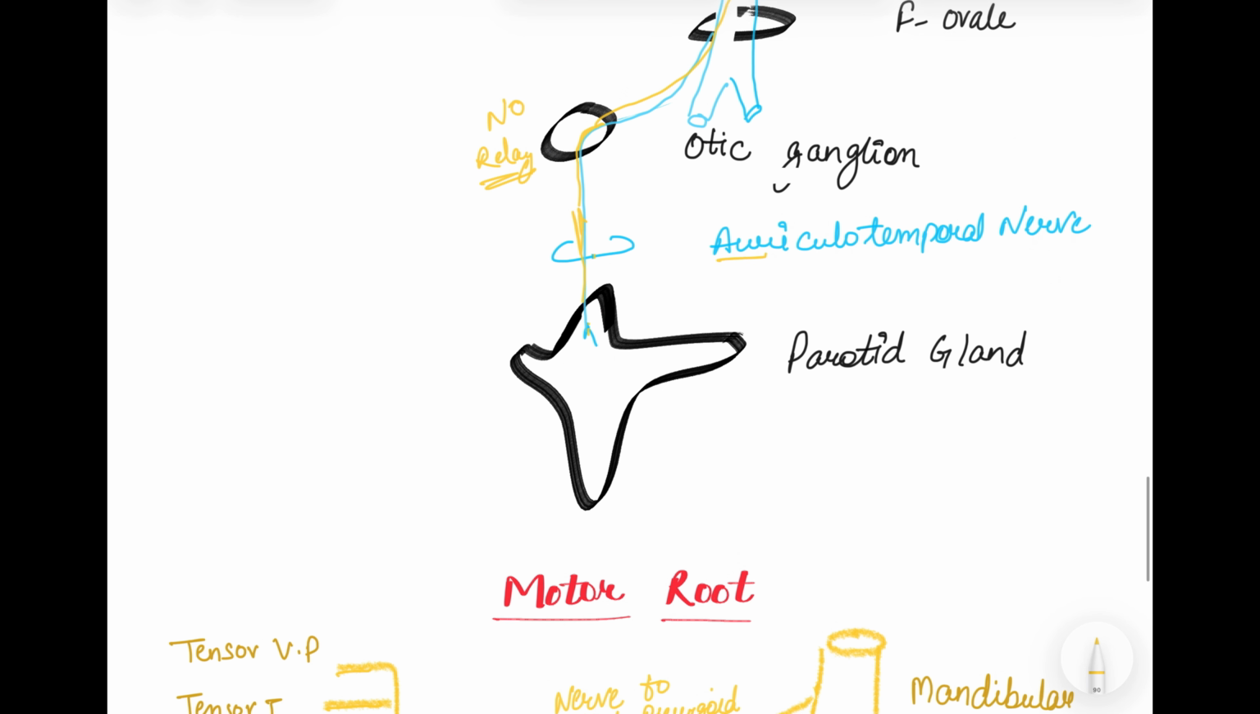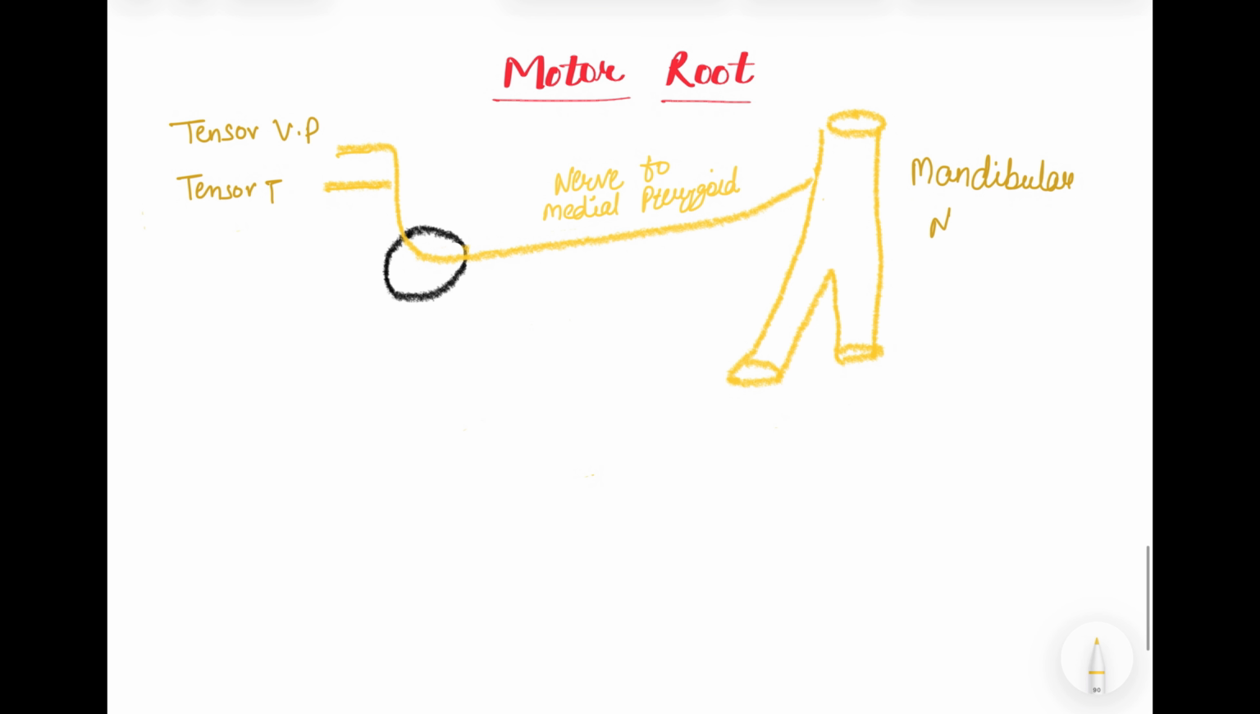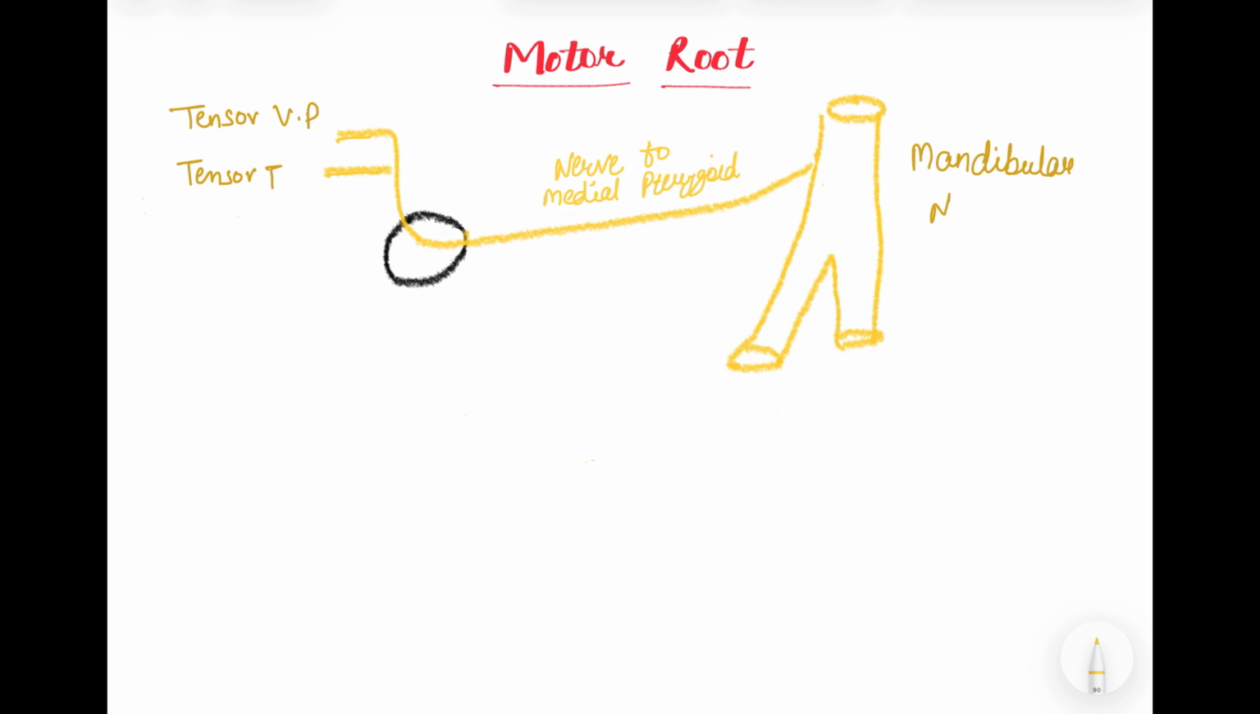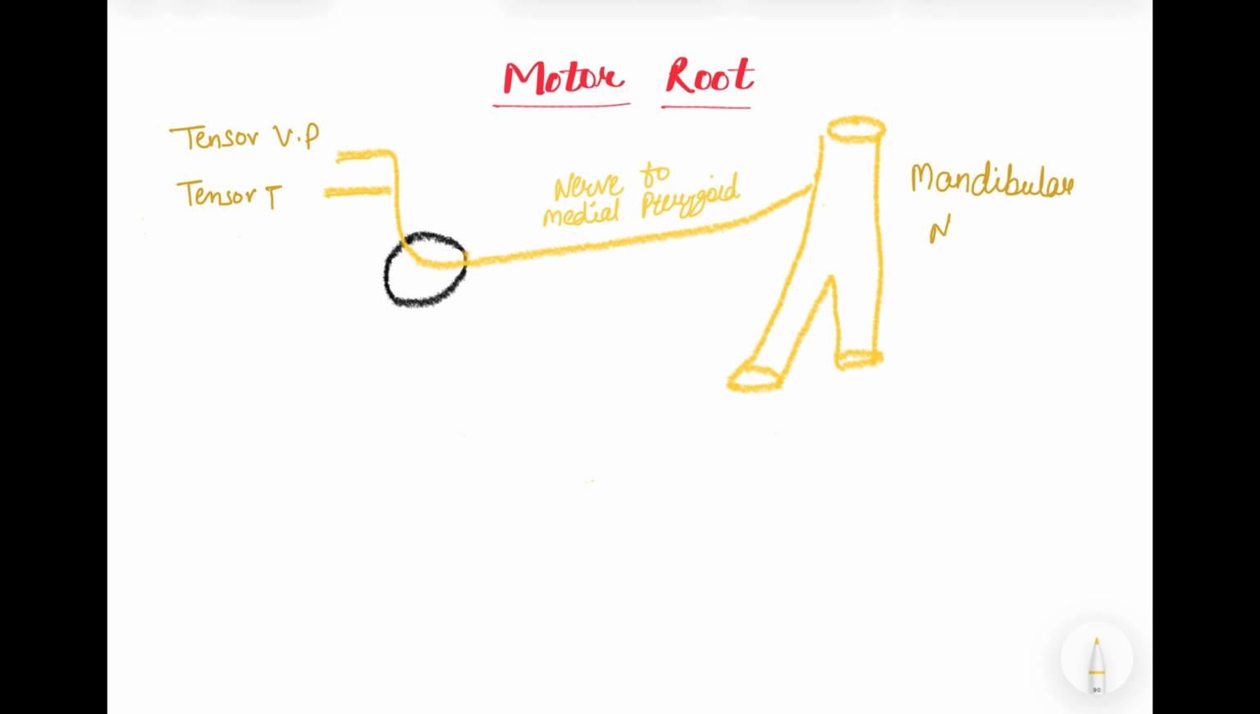So lastly, we will be taking up our motor root, right? As we know, we have 4 roots. So lastly, we will be talking of the motor root. For the motor root, as there is a muscle, we have talked about the medial pterygoid, and the nerve to medial pterygoid is arising from the trunk of your mandibular nerve. So from the trunk, the fibers are arising to supply the medial pterygoid muscle. This nerve is called nerve to medial pterygoid.